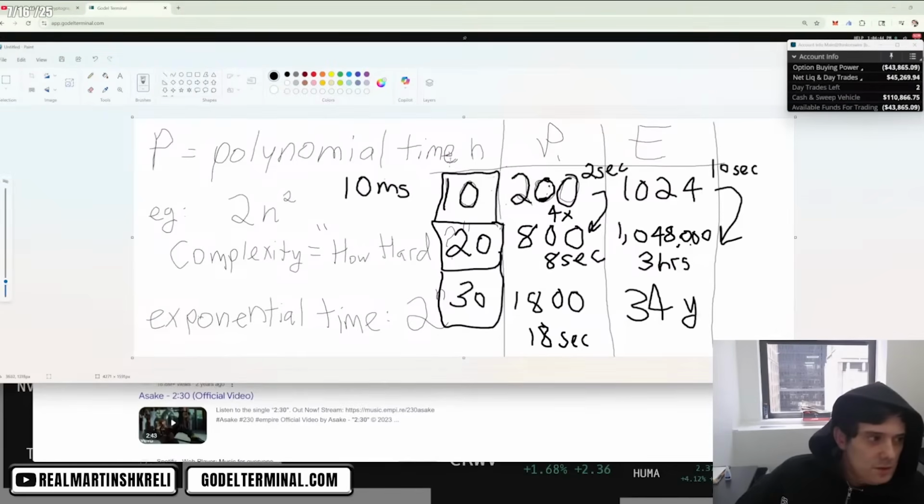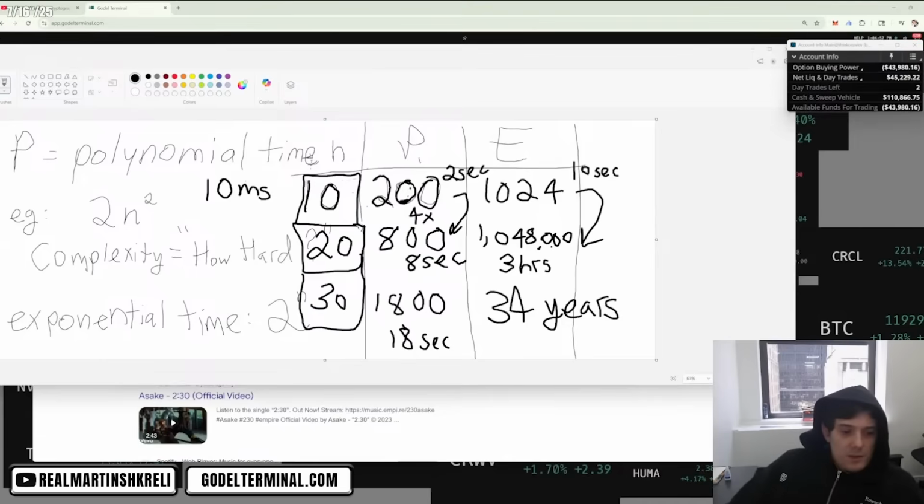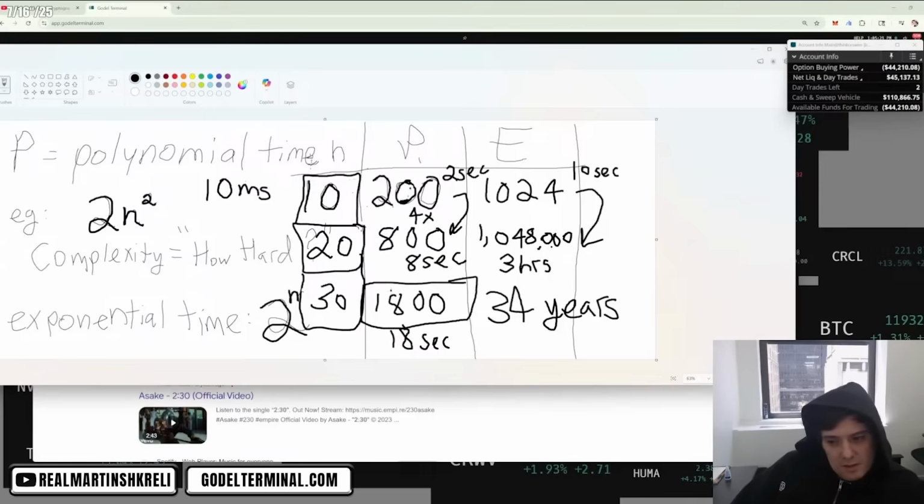Do you see the difference between an exponential and a polynomial algorithm? I'm trying to make this as simple as possible. So again, the exponential algorithm is 2 to the n, very simple. And the polynomial time algorithm is 2n squared. And you might say that goes up fast. 10 input size, 20 input size, 30 input size. But you can wait 18 seconds. You can't wait 34 years for a calculation to finish.